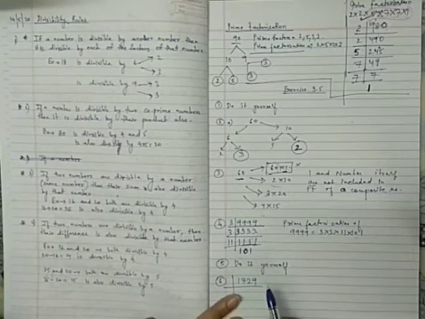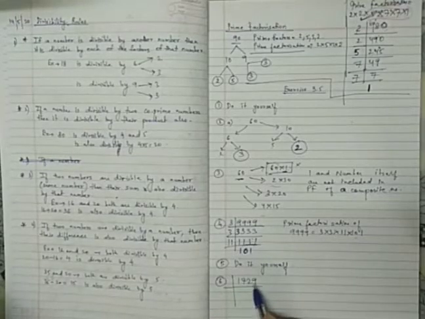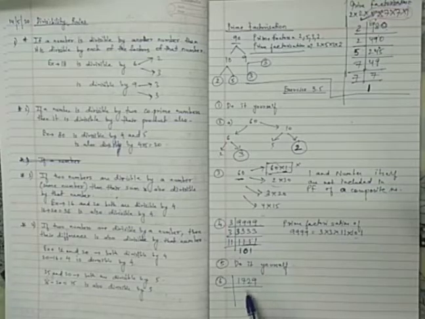Okay, it does not go in the table of 2. Let us check for 3. 8 plus 2, 11. 11 plus 9, 20. So it's not divisible. 3 will not come. 4 will not come because of the last two digits 29. 5, no. 6, no, because it is not divisible by 2. 7, we will check.